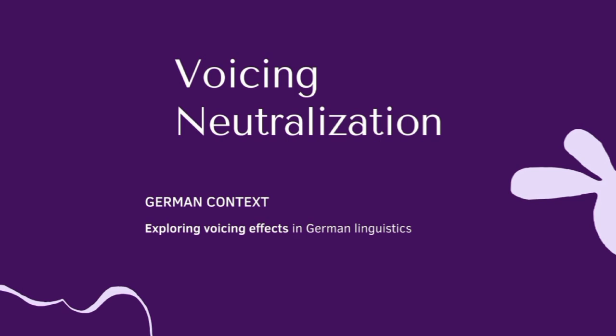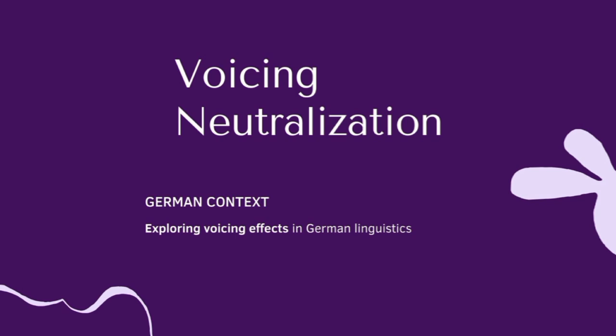Now, let's look at voicing neutralization. Voicing neutralization happens when the difference between a voiced consonant like B, D, G and its voiceless partner like P, T, K disappears in a certain position in a word. In other words, the contrast between voiced and voiceless sounds is neutralized.